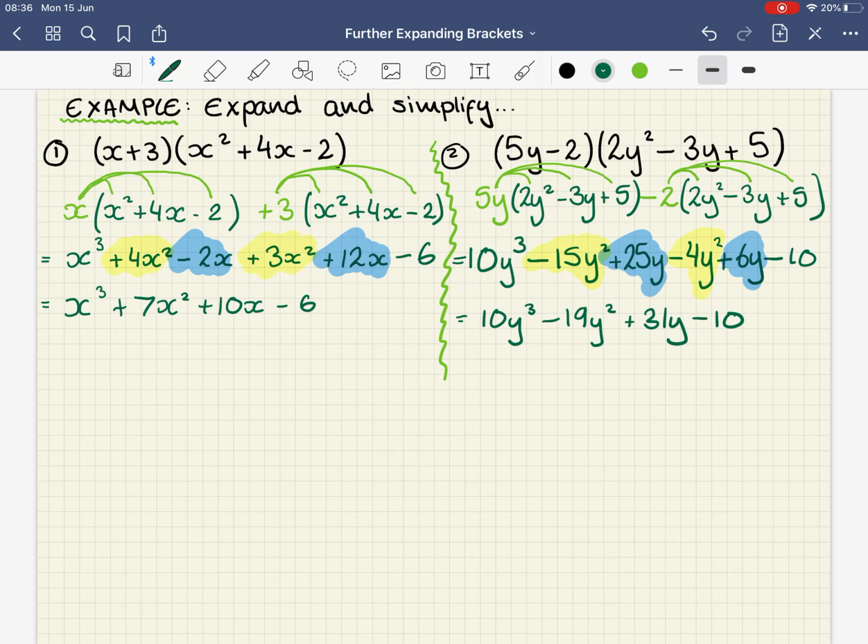And that's how to deal with these slightly more involved expansion questions, the next steps with expanding brackets.